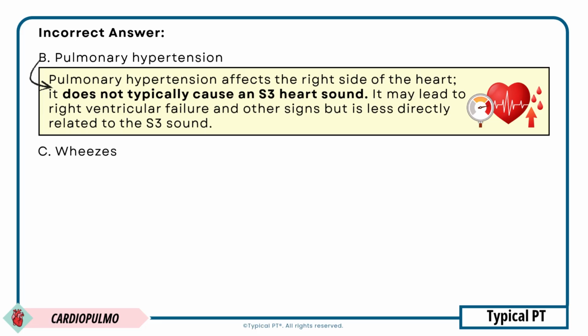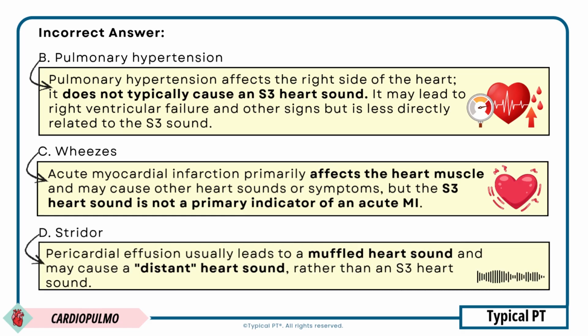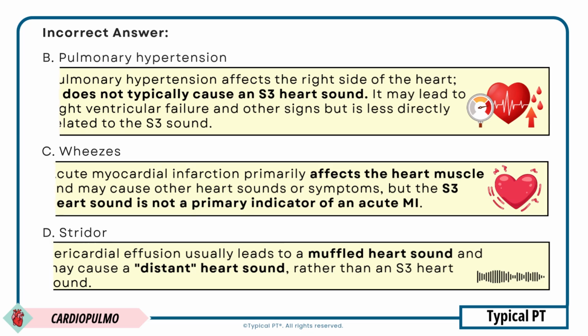Answer choice C is incorrect because acute myocardial infarction primarily affects the heart muscle and may cause other heart sounds or symptoms, but the S3 heart sound is not a primary indicator of an acute MI. Answer choice D is incorrect because pericardial effusion usually leads to a muffled heart sound and may cause a distant heart sound rather than an S3 heart sound.